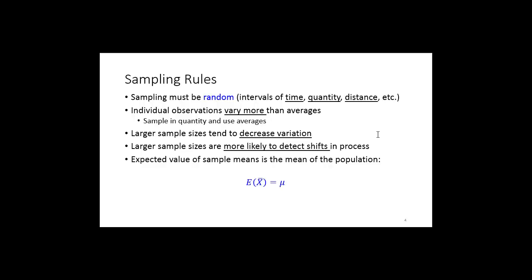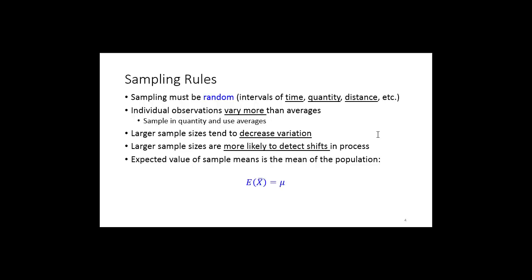Sampling rules. Sampling must be random. So we follow intervals of time or quantity, for example, every 15 minutes, every hour, or every 100 units out of the production. Or distance, sampling the pavement every 500 yards, etc.